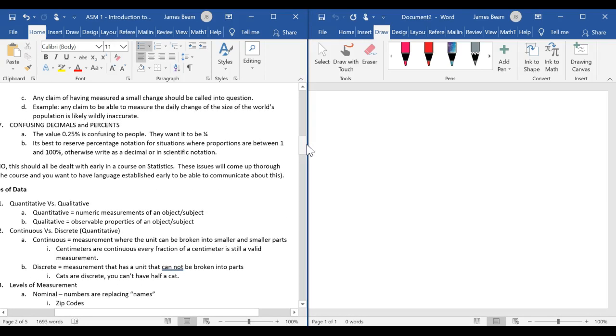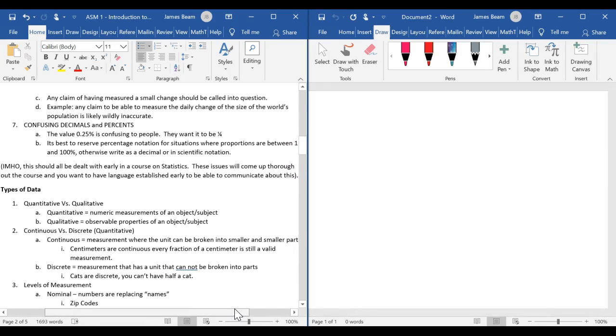Another common error is confusing percents and decimals. We're math people and this is what we do, but most people will see something like 0.25% and think that that's a quarter. And that's really, really bad. So usually it's best to reserve percentage notation for situations that are between 1 and 100, and otherwise to use decimals. It's a tough trick to teach kids, but in reporting, if you report decimals within percents, it just gets confusing and convoluted.